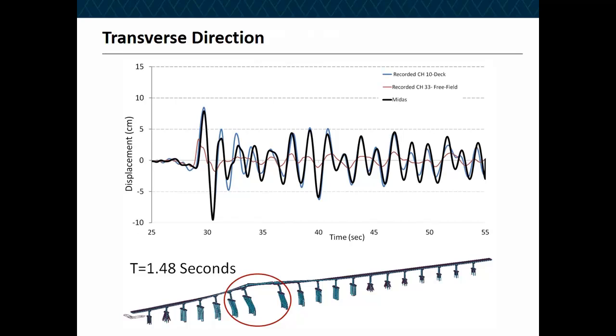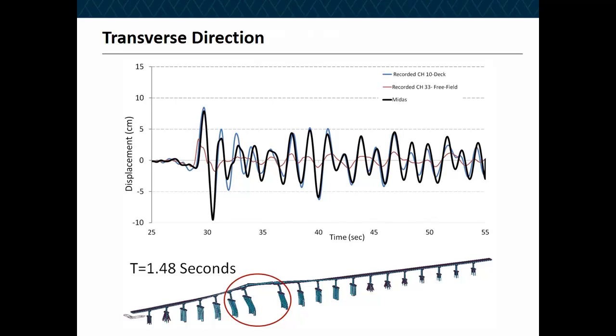period, and then I still was not able to get 1.48 seconds, and then I ended up using a cracked moment of inertia, I crack, for the columns. Once I got the I crack for the columns, then I was able to get 1.48, 1.46 seconds for the predominant period in the transverse direction of the model for the main span.